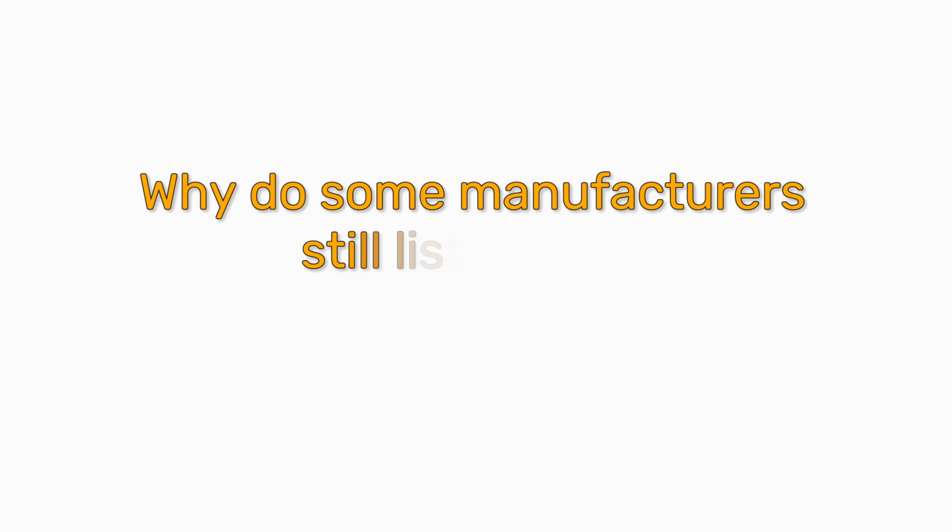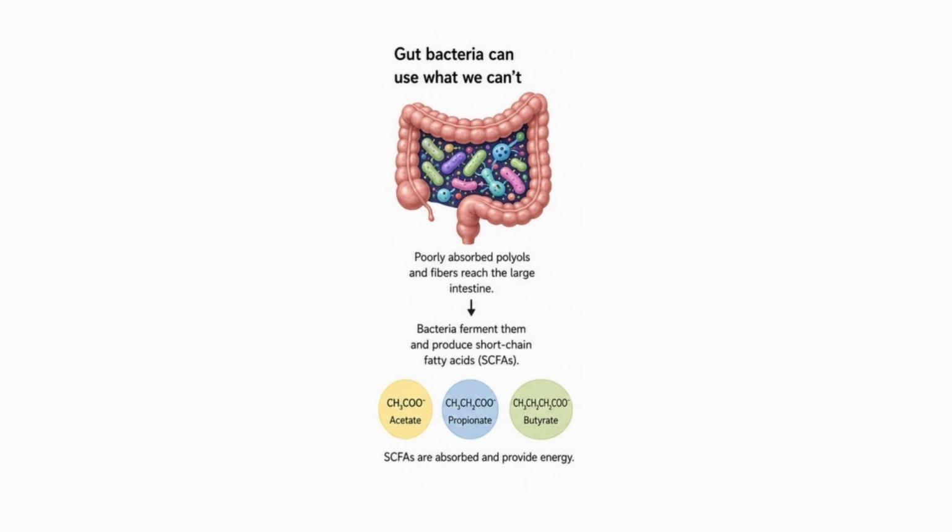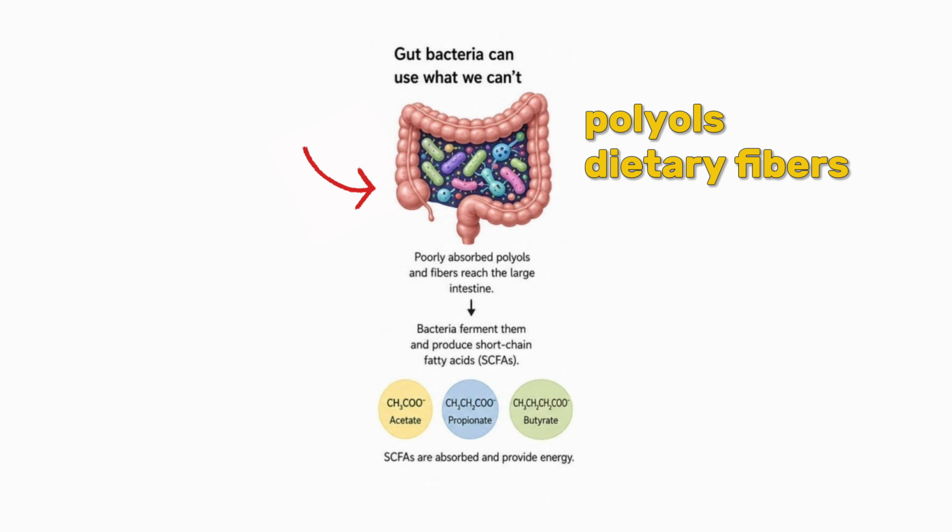So why do some manufacturers still list calories? The answer lies in our gut microbiota. Trillions of microorganisms live in our intestines, and very often what we cannot digest, certain gut bacteria can. Some poorly absorbed polyols and dietary fibers reach the large intestine largely unchanged. There, specific bacteria may use them as a food source. These bacteria possess enzymes that allow them to break down and ferment these compounds. During fermentation, they produce various metabolic byproducts, including short-chain fatty acids. These short-chain fatty acids can then be absorbed and utilized by the body.